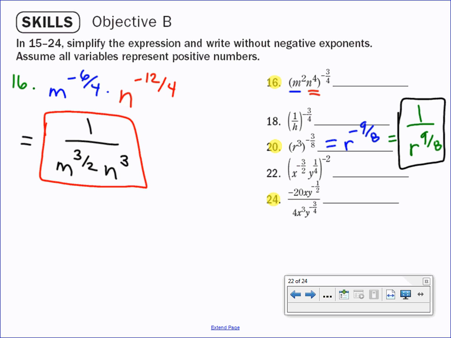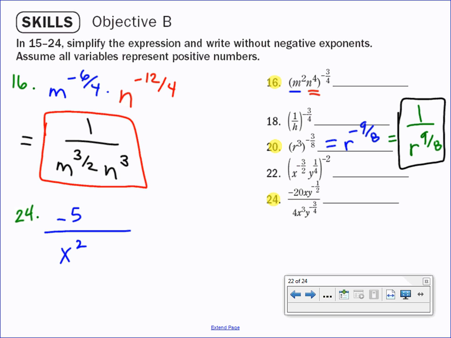Let's go ahead and do that. That looks like a monster, doesn't it? No problem. We'll go ahead and handle our numbers separately. So in 24, we get negative 20 divided by 4 is negative 5. X over x cubed. It looks like I have more x's on bottom. By how many? By 2, so x squared on bottom.